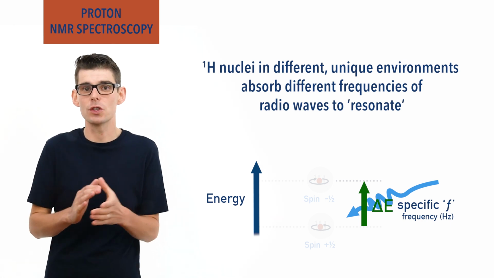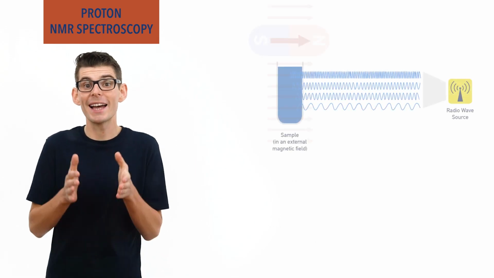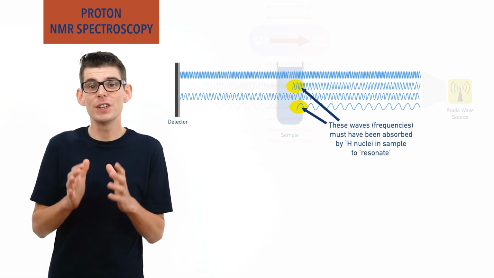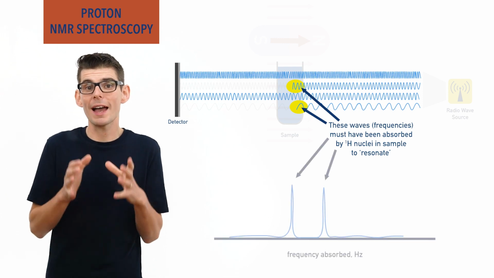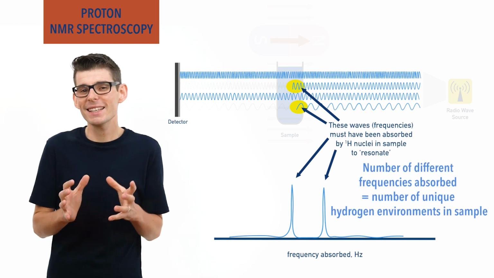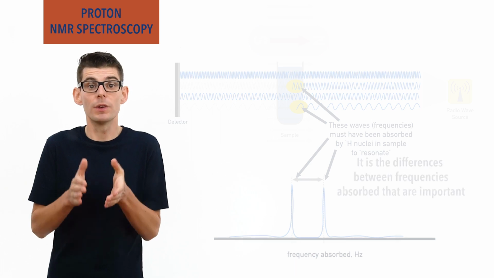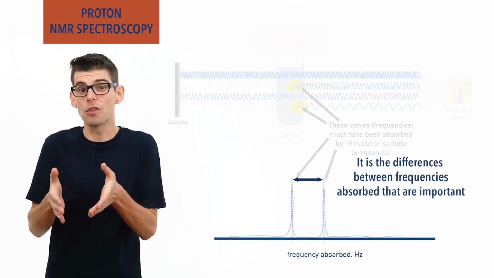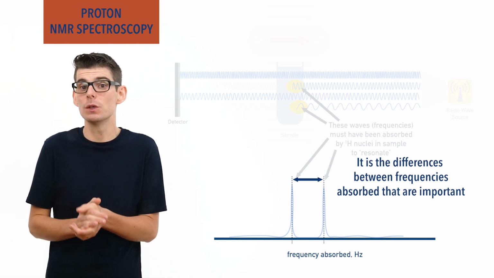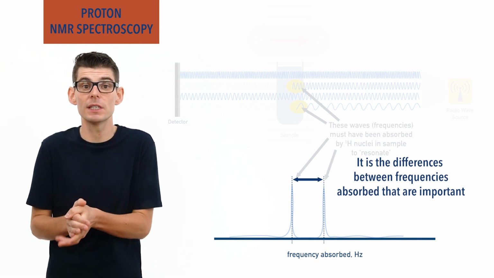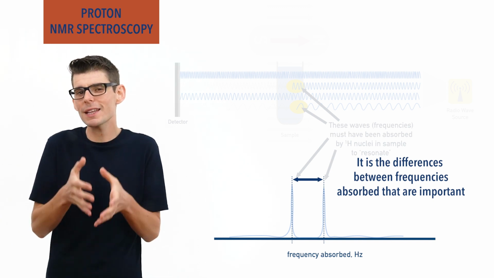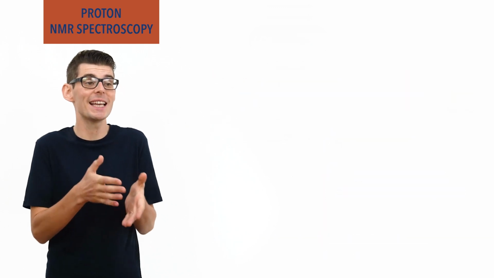By sending a range of radio wave frequencies through a sample and detecting those that pass through, we can determine which frequencies have been absorbed. The number of different frequencies absorbed will show how many different or unique hydrogen environments there are in the sample. It is actually the difference in frequencies absorbed that are important in Proton NMR spectroscopy, rather than the actual frequencies themselves. Because of this, a standard is used to enable absorptions of different frequencies to be compared for different proton environments within samples. The most common standard used is Tetramethylsilane, TMS.